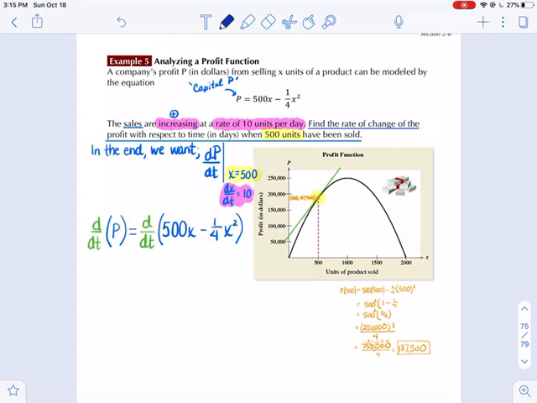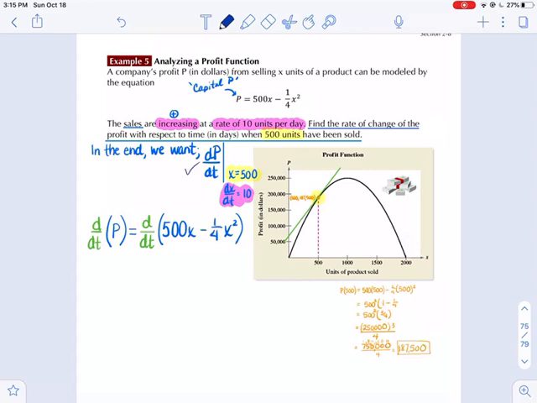So what we have to do is implicitly differentiate on the left and the right. We're going to take the derivative with respect to time. But I always think one of the healthy practices, in life and in mathematics, is you begin with the end in mind. So in the end, it says, find the rate of change of profit with respect to time in days. So we're looking for dP/dt, and that's going to be money over time, and time is going to be in days, when 500 units have been sold.